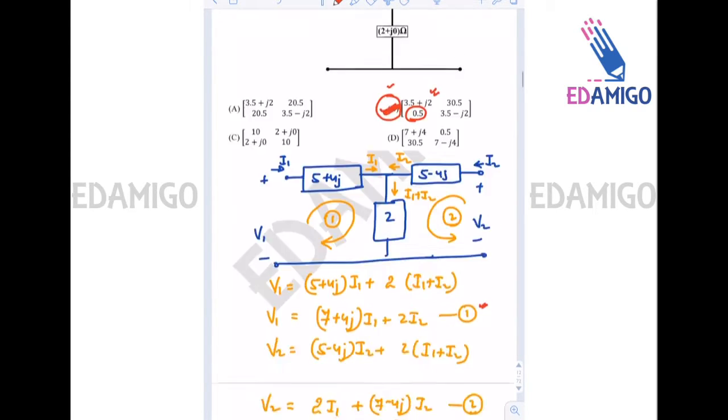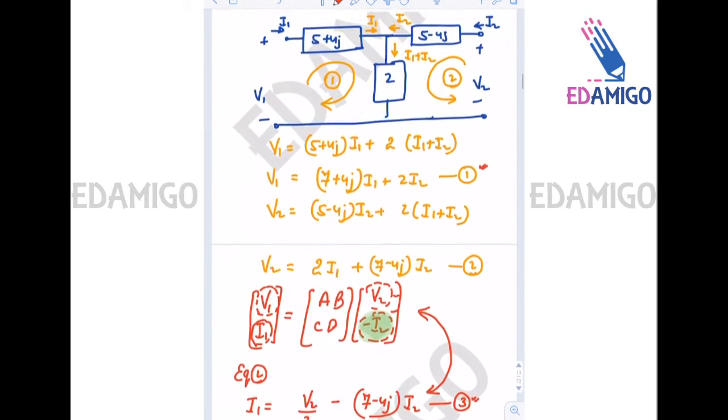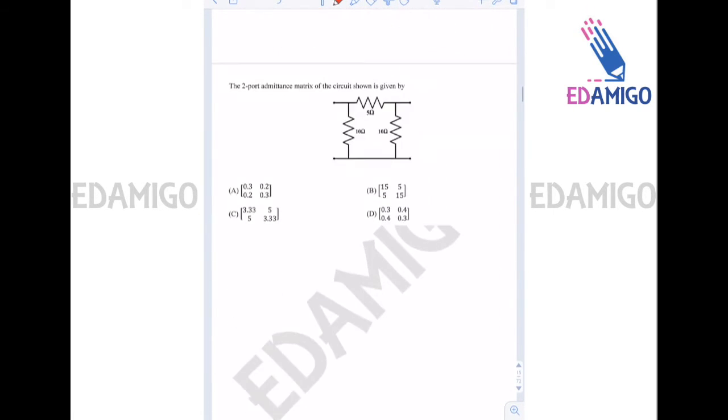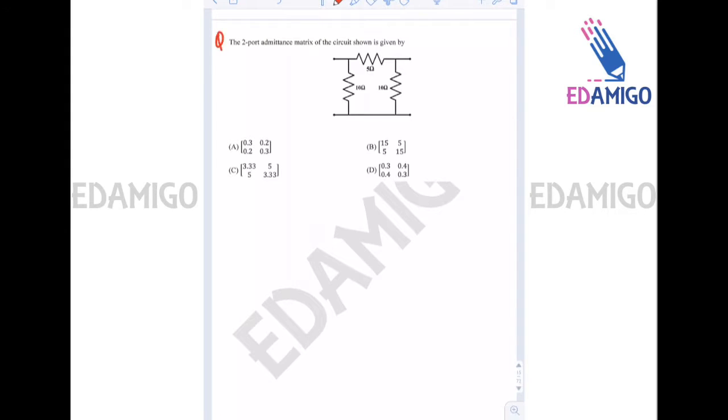Okay, so this finishes this question as well. Now let's move on to the next question. So here we have to find the admittance matrix, that is Y matrix. Whenever you are solving for the whole matrix, the best method is to solve the whole circuit and find the matrix. So here also we have to find the whole matrix.